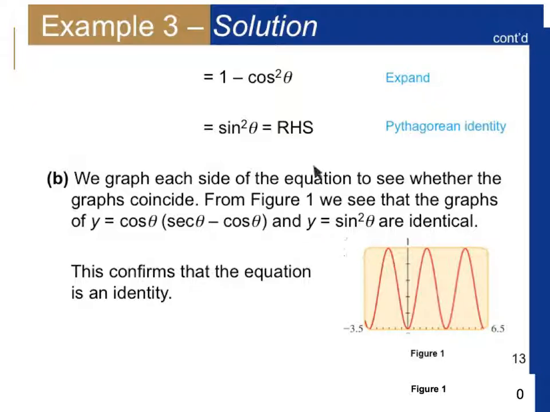Okay, so when we do the distribution, we got 1 minus cosine squared of theta, which is equal to sine squared of theta, because remember sine squared plus cosine squared is 1, right? So now we got our right-hand side, which is sine squared. So we've proven this identity because we simplified the left-hand side and we got sine squared, which is equal to our right-hand side. We're not going to worry about graphing the identity to prove it, so don't worry about that. We'll just do the algebraic stuff here.